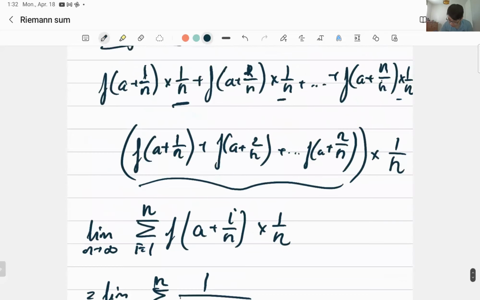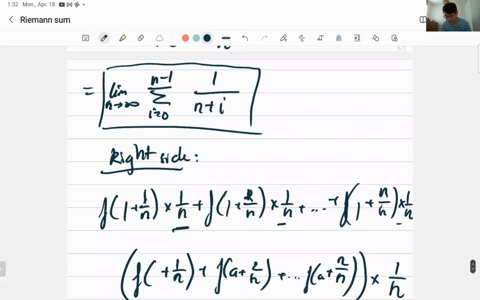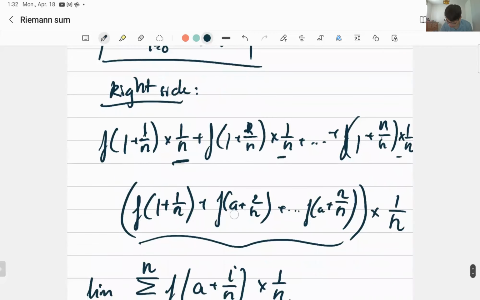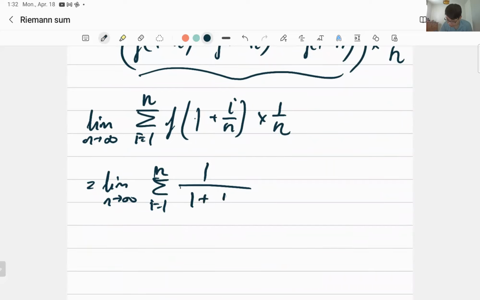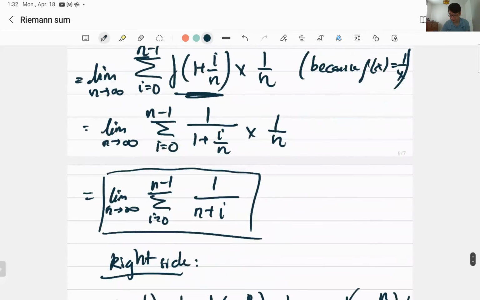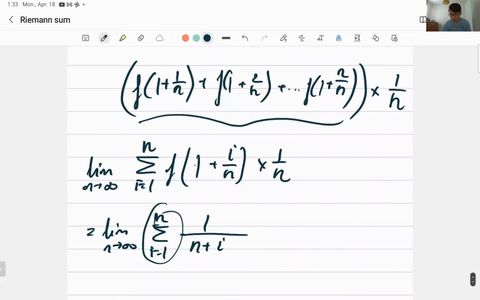Oh, I said a again. Here, the lower index is 1, so it's 1 plus i over n times 1 over n. I can reduce everything to exactly the same expression, 1 over n plus i, the same as the previous one. It's just the sigma sum that is different. They are the same thing.